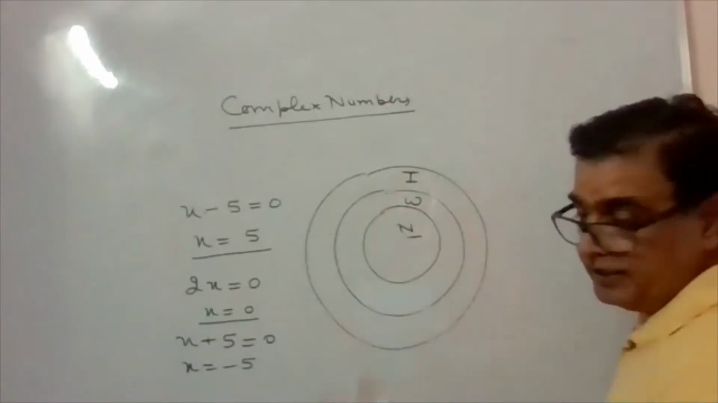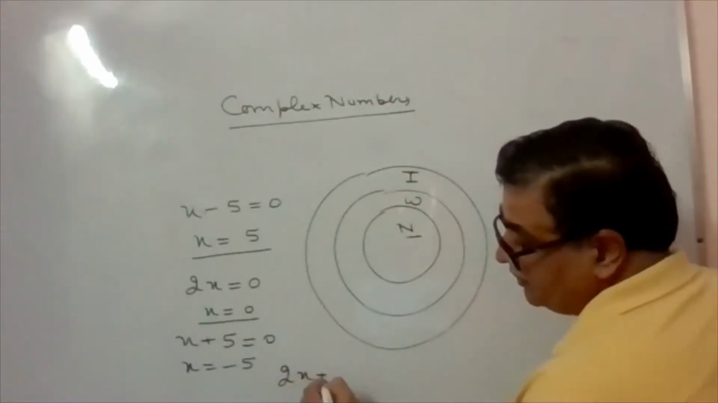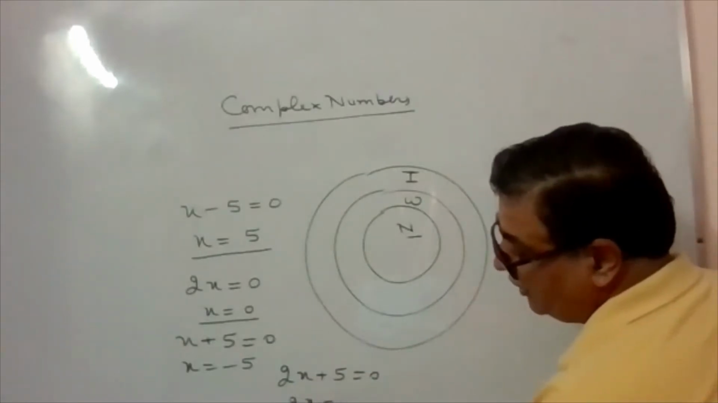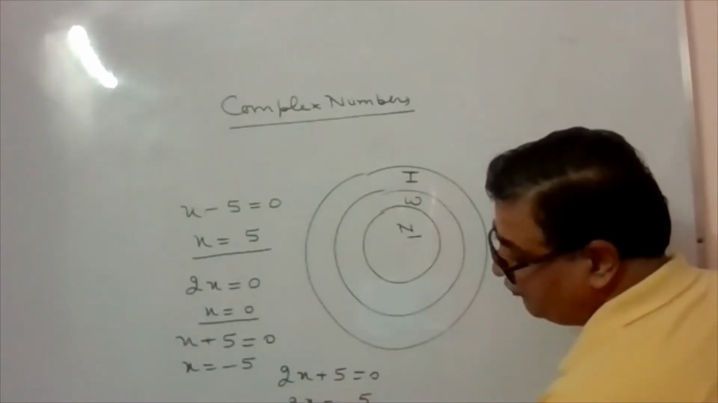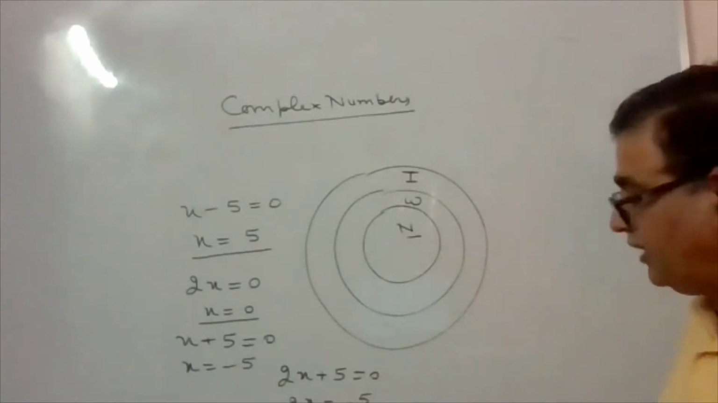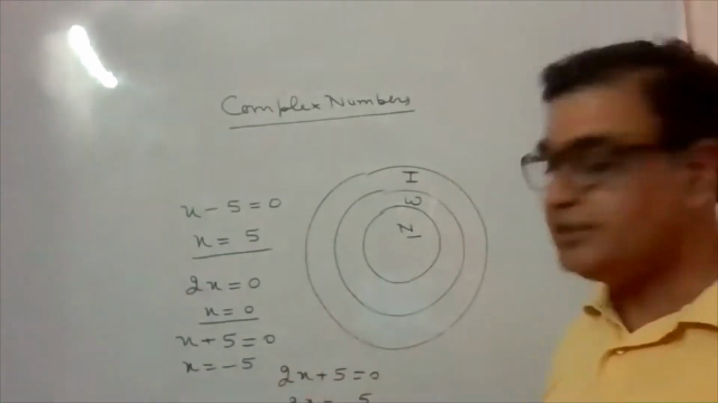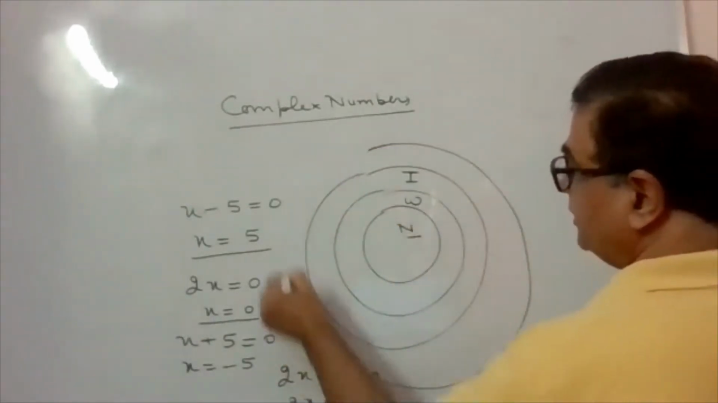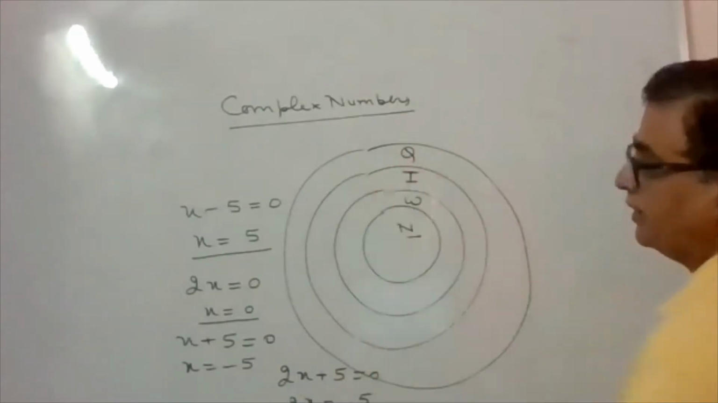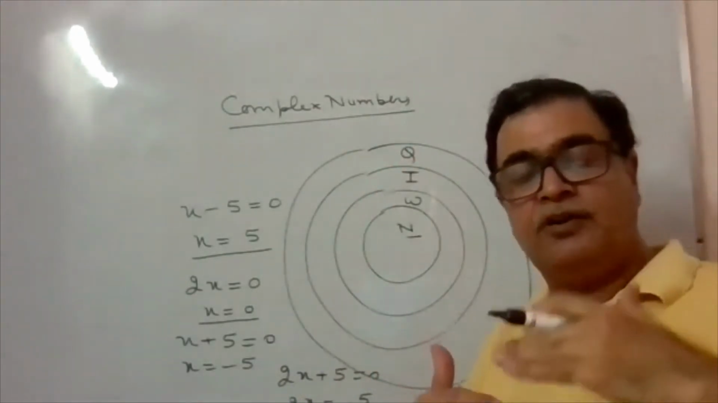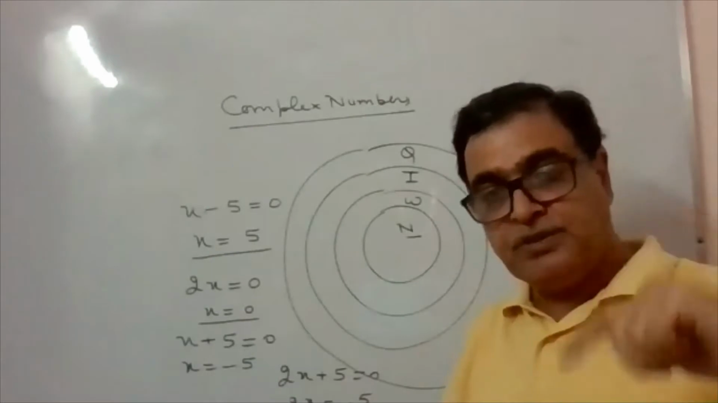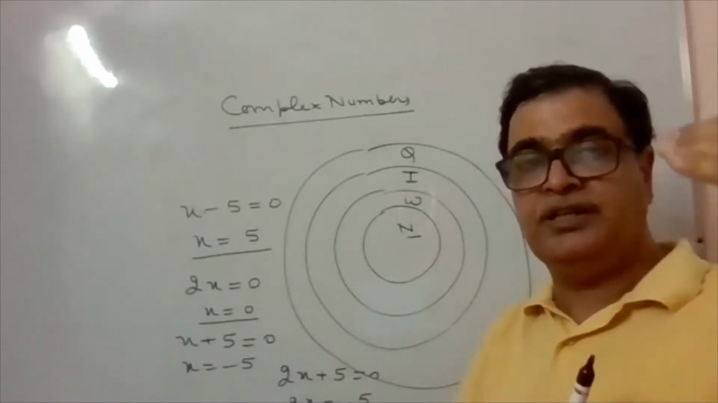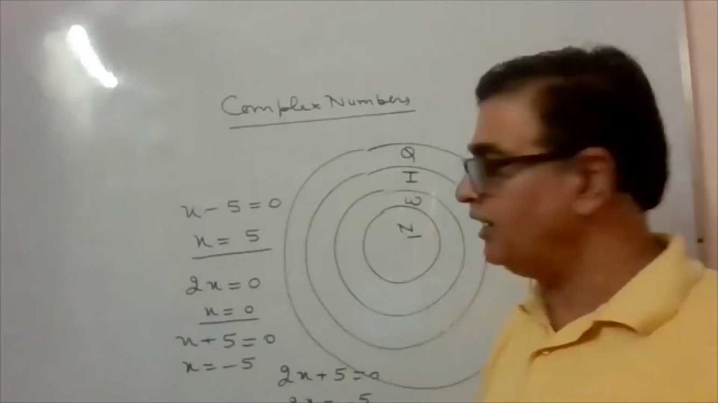After that, when you did the higher studies, at that time you got this equation also. Now the problem in this equation is that x comes as minus 5 by 2. That means you got a number which is negative as well as a fraction. So we introduced another number that we call the rational number. This way we have extended our number system. First we started with natural numbers, then whole numbers, then integers, then rational numbers.